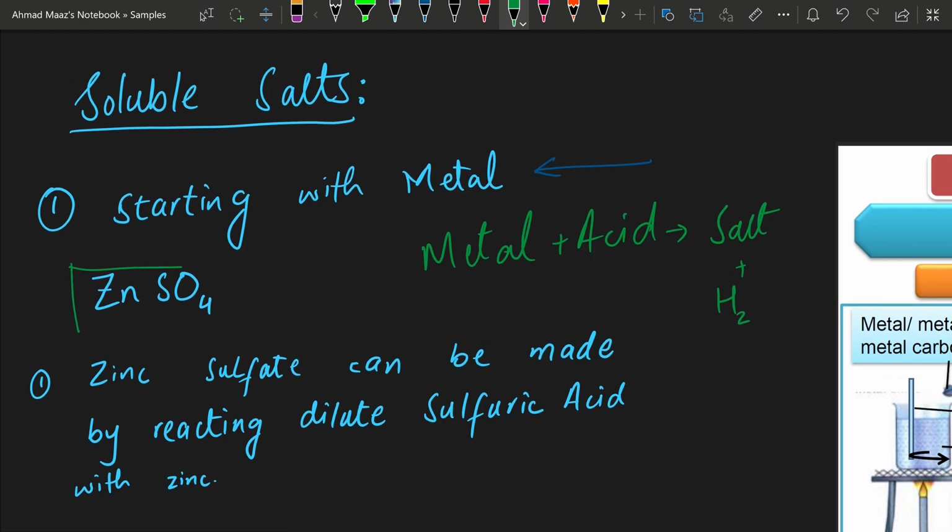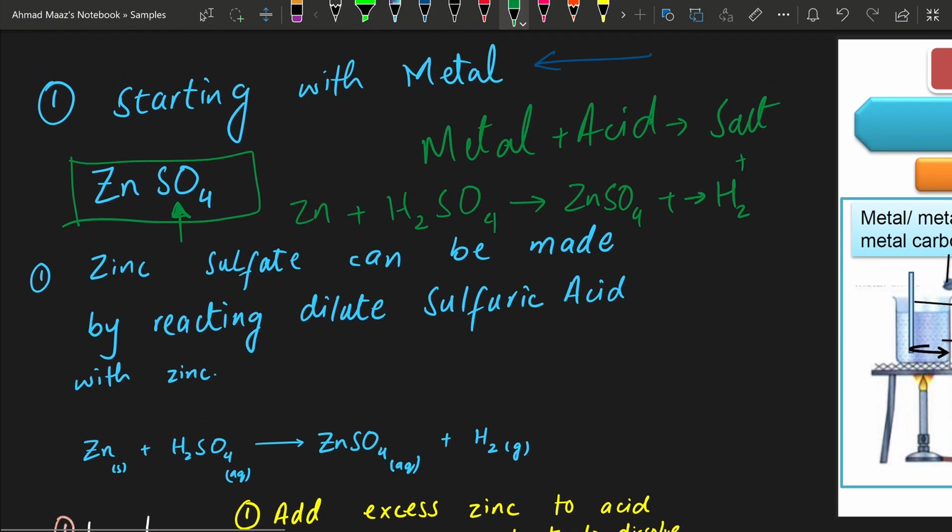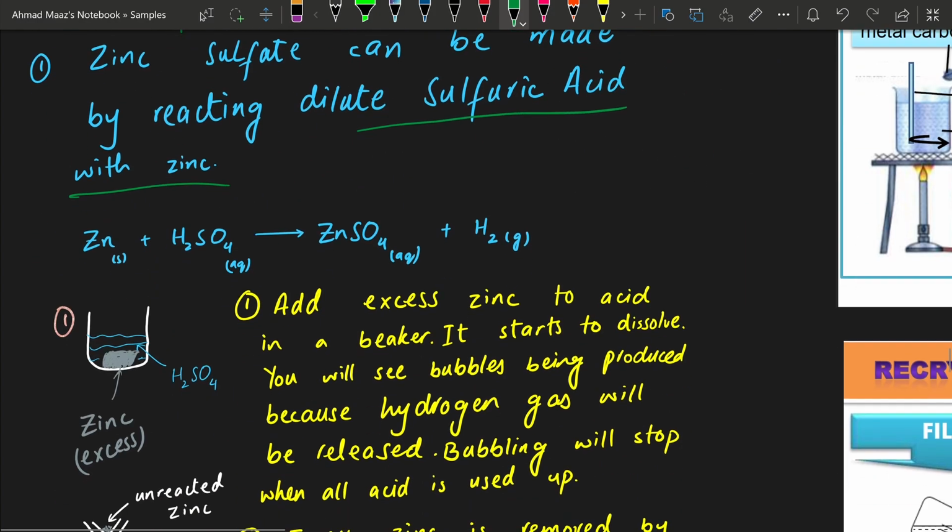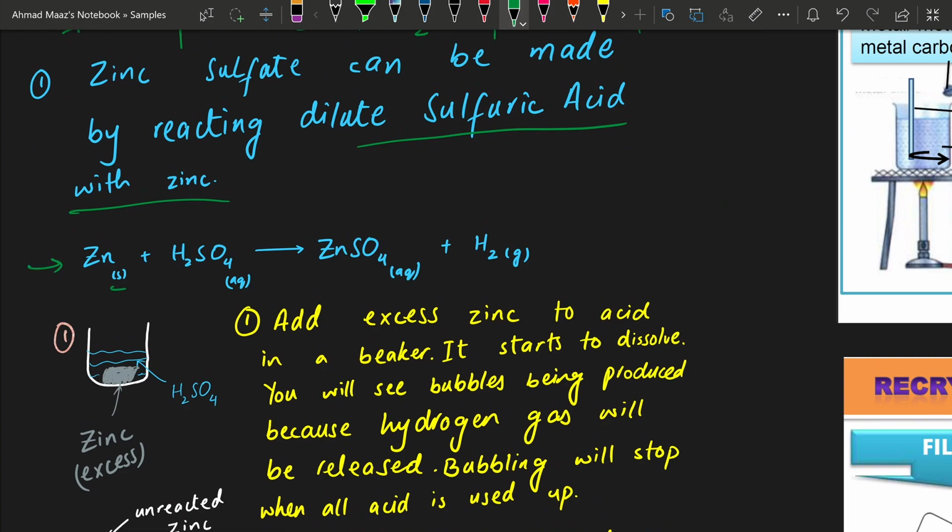In the first case, the salt that we need to prepare is zinc sulfate. So you can guess that we need zinc as a starting material, and an acid which has sulfate ions. That acid is sulfuric acid. So we react zinc plus sulfuric acid, and it will give us zinc sulfate plus hydrogen gas. Zinc sulfate can be made by reacting dilute sulfuric acid with zinc, as you can see over here. We add solid zinc into the sulfuric acid, and it gives us zinc sulfate, which is aqueous because it is a soluble salt, and hydrogen gas is released.